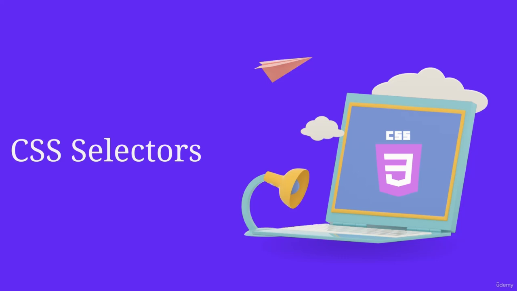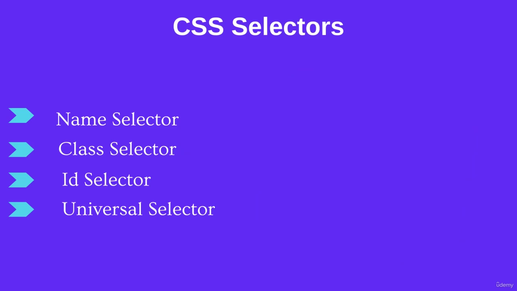In this video of CSS, we will talk about the selectors. Selectors are basically something which will help us in selecting a particular element or a particular portion of your web page. So here we have four kinds of basic selectors. These are name selector, class selector, ID selector and universal selector.